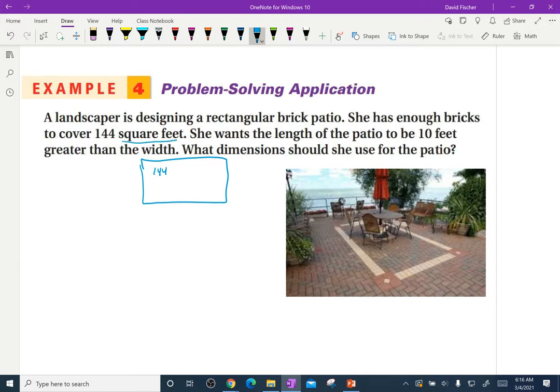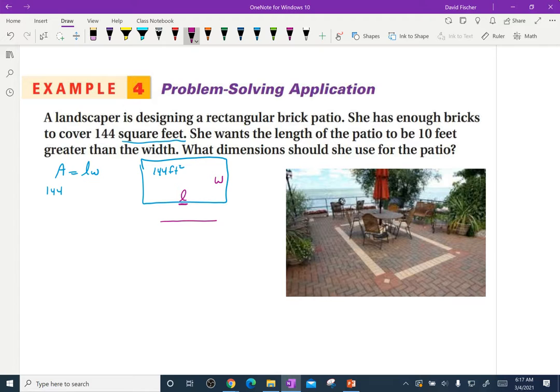I know that's an area answer, so I'm probably going to be working with this area problem, length times width, because they said it's 144 square feet. So that's got to go where the A is. I haven't even read it anymore, but I'm just kind of planning ahead. She wants the length of the patio, so we have a length and a width, to be 10 feet greater than the width. So they're telling us information about this one.